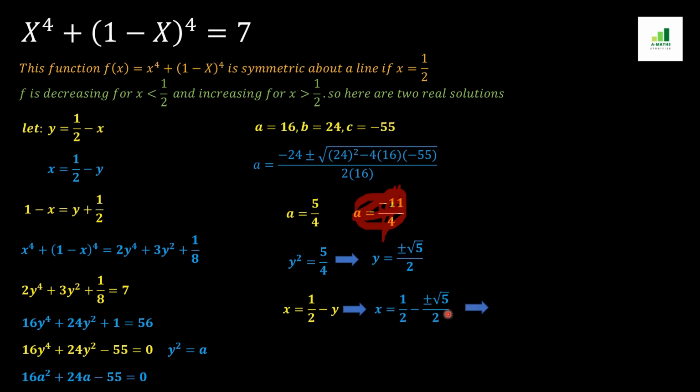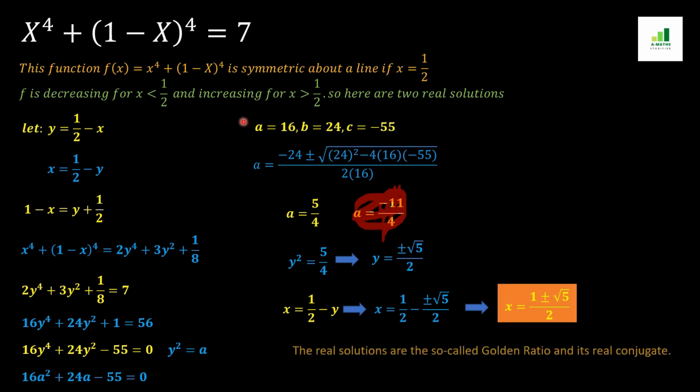In the next step, we simplify this value, and as a result we will get x = (1 plus or minus root 5) over 2, and this is the answer for this equation. And this is also called the real solution, because this is the so-called golden ratio and its real conjugate.